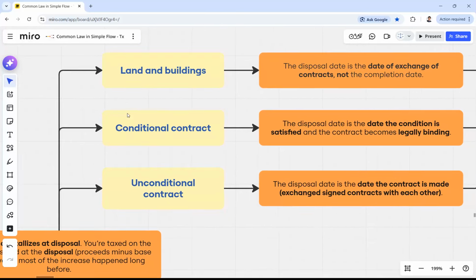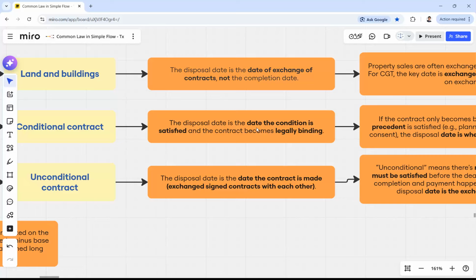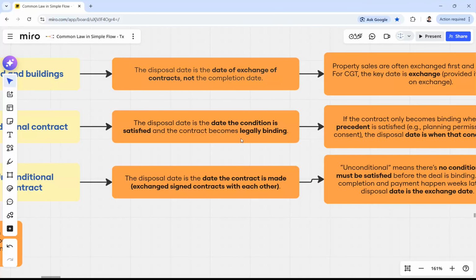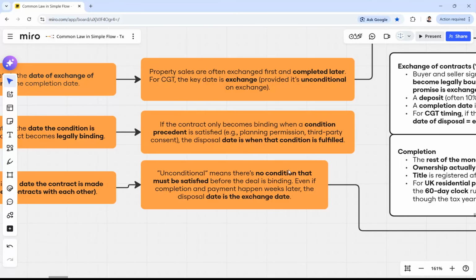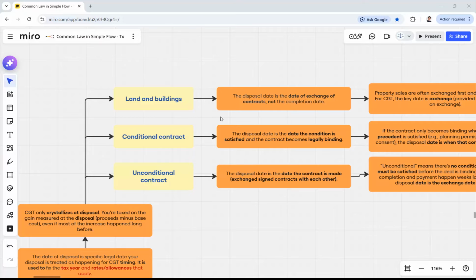Okay, conditional contract. The disposal date is the date the condition is satisfied and the contract becomes legally binding. The contract becomes legally binding when there is exchange of the contract. So the contract should have been exchanged already, and the condition can be connected with the future. If the contract only becomes binding when a condition precedent is satisfied, for example planning permission or third-party consent, the disposal date is when that condition is fulfilled.